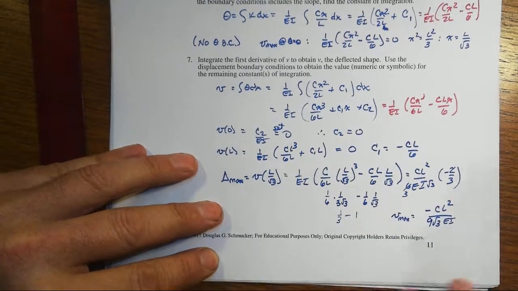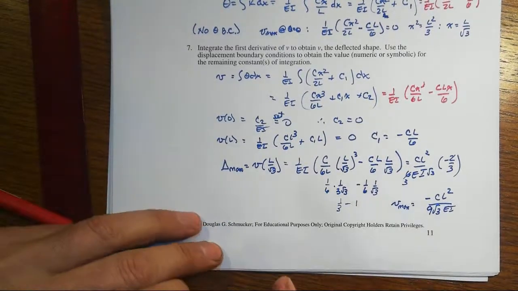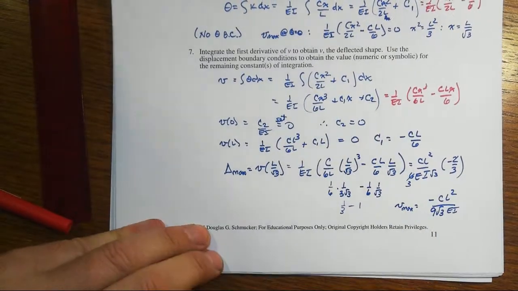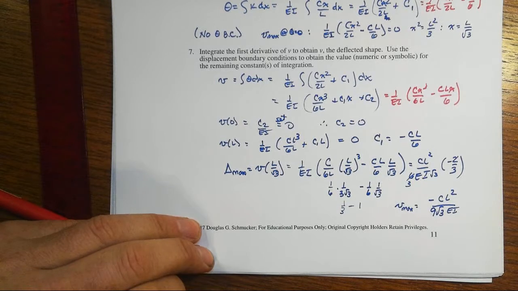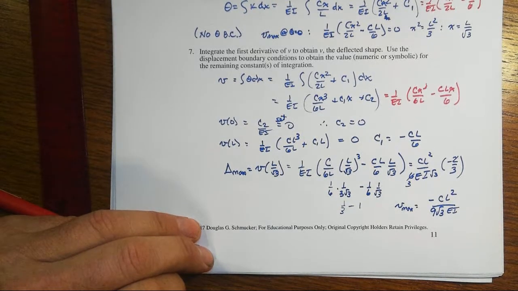I think I did all that math correct. You'll be sure to let me know if I didn't. The negative sign means, of course, it's downwards. That makes sense. So all the other numbers are going to be positive.